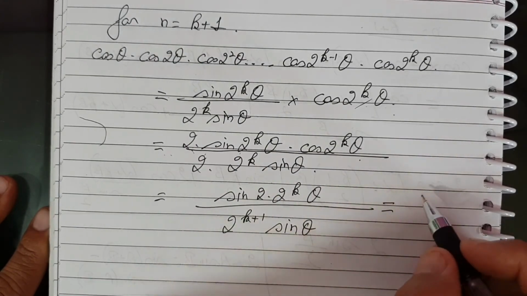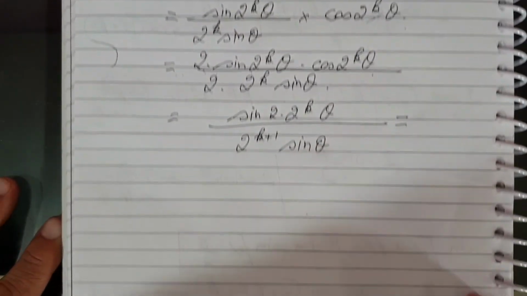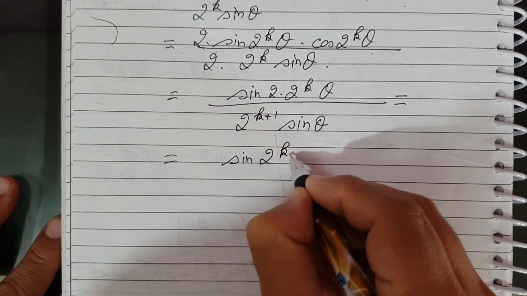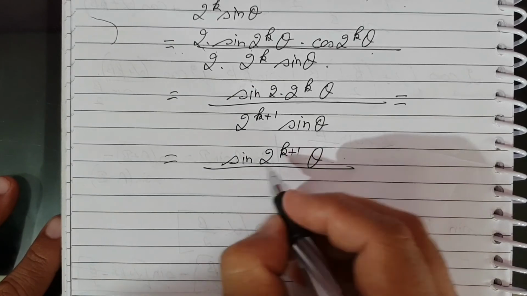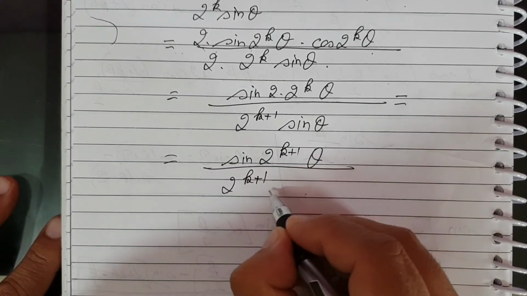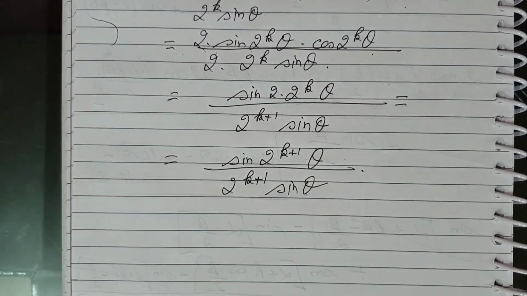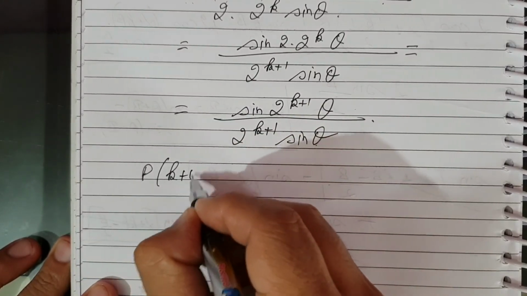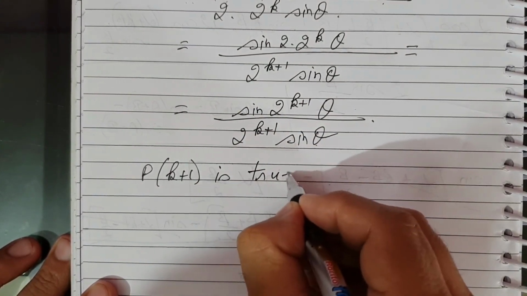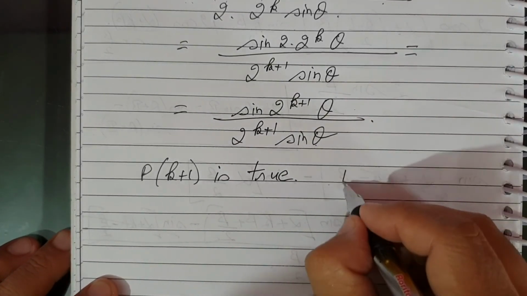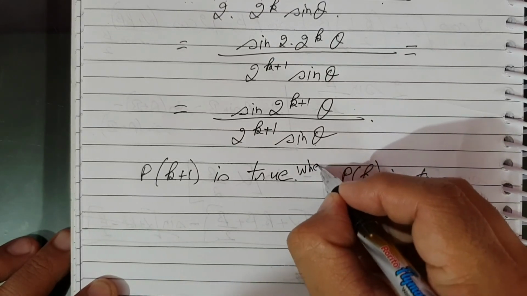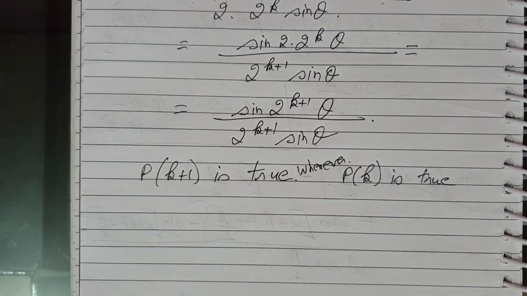So this will be sin 2 to the power k plus 1 theta upon 2 to the power k plus 1 sin theta. Therefore we can say that the statement Pk plus 1 is true whenever Pk is true. Hence, from the principle of mathematical induction, this statement is true for all natural numbers n.